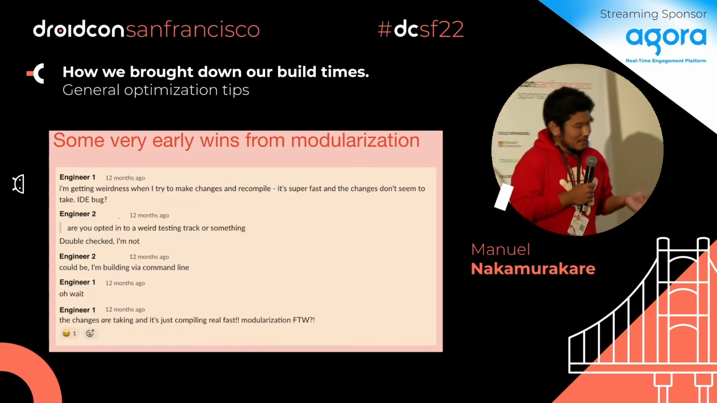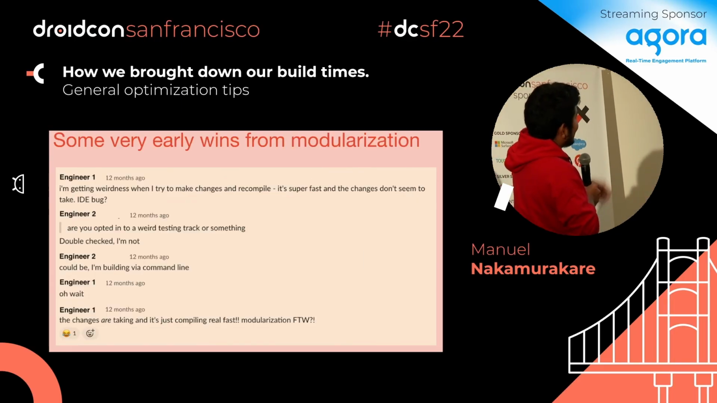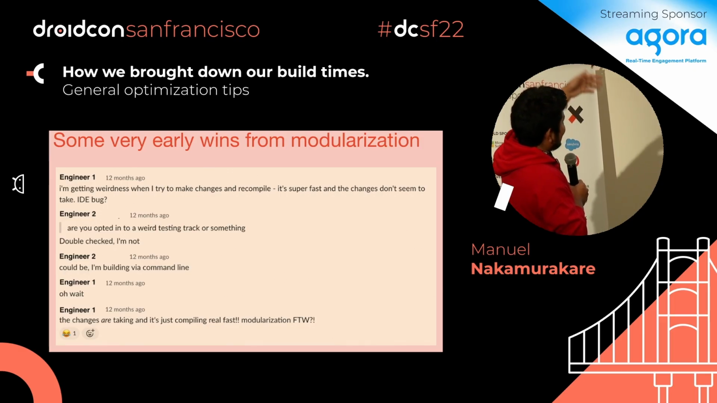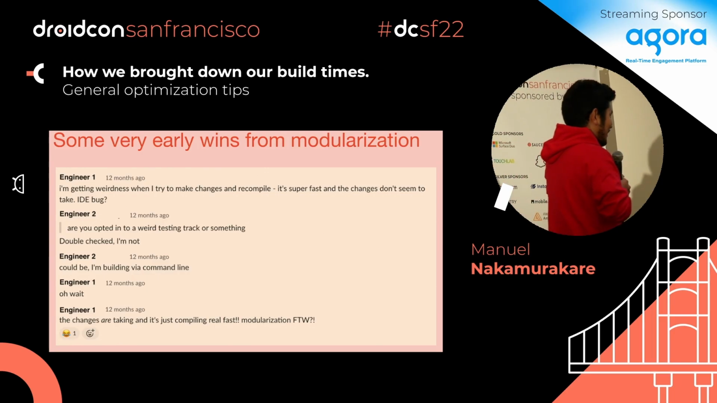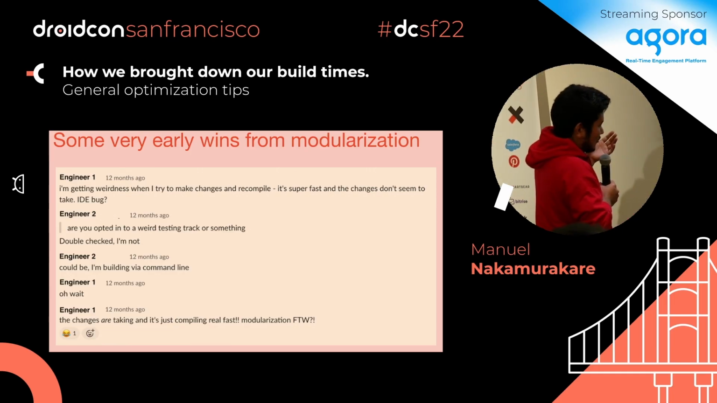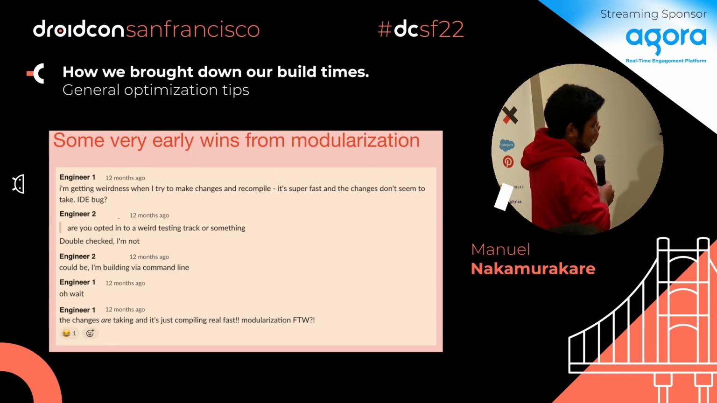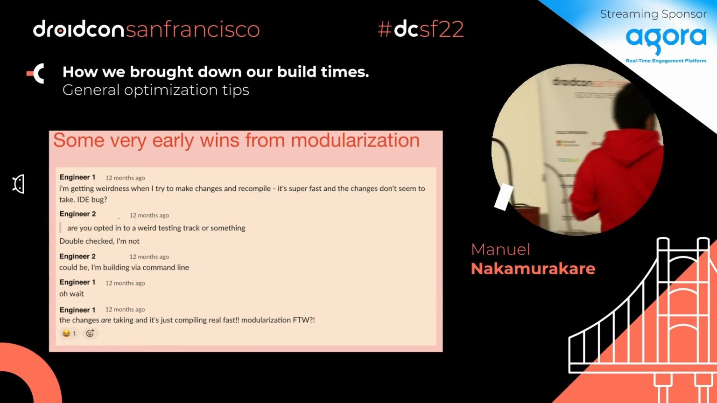These are some very early wins that I wanted to share because people were getting confused. You can see the conversation here. Engineer 1 is thinking that something is buggy. The build is so fast that they don't believe it, right? Like, they get confused, but it's just that we started modularizing. People were working in very small modules, and things were fast. So we continue doing that.